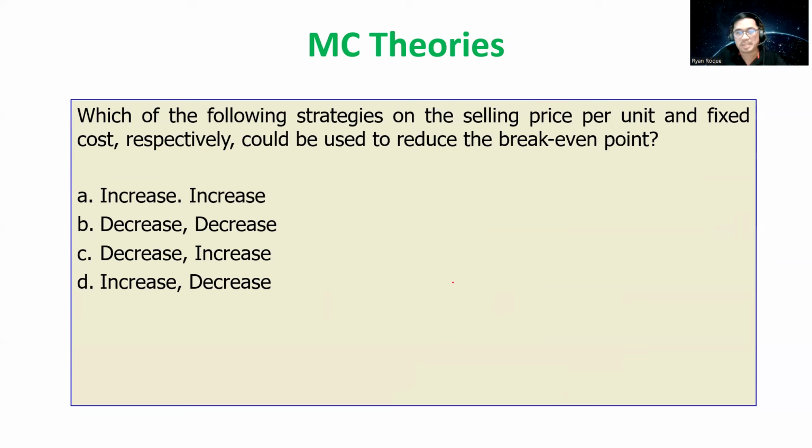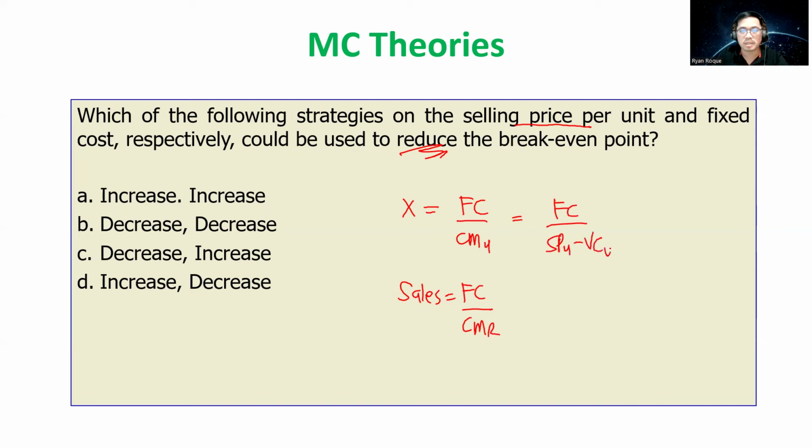So which of the following strategies on the selling price per unit and fixed cost could be used to reduce the break-even point? So again, you just visit the formula to achieve the break-even point. So X is FC over CMU, or sales equals FC over CMR. So what would be the strategy for this SPU so that the break-even point would be reduced? So if you expand the formula, that's FC over SPU minus VCU.